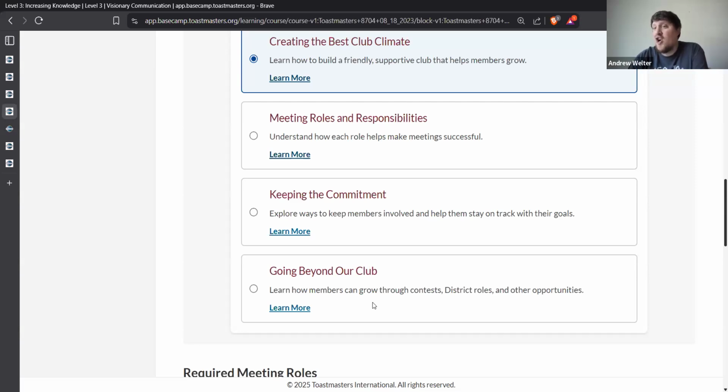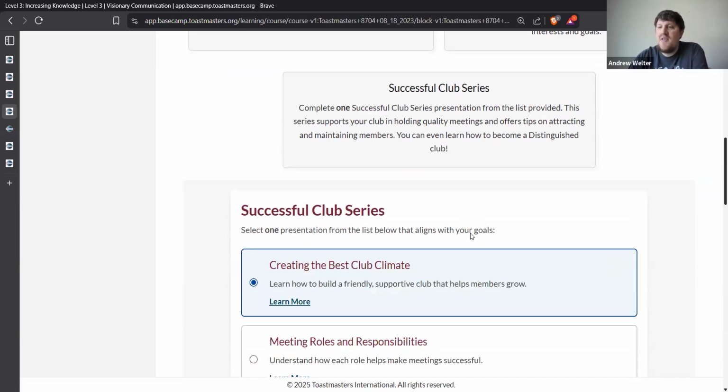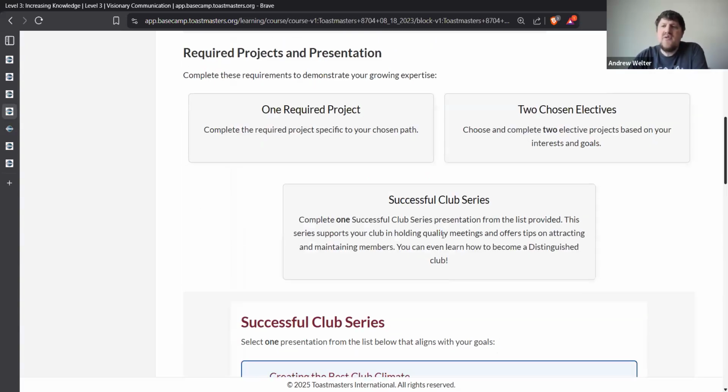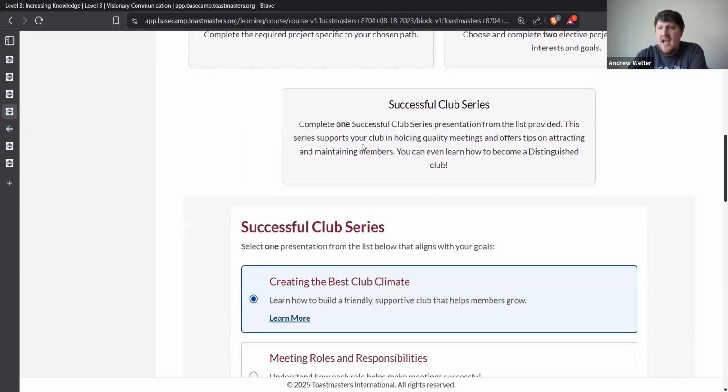And here's another piece of information too. If there's two of them you want to do, you can use one for your successful club series and then take another one and easily plug it into one of these electives and get credit for it there. So if there's more than one you want to do, plug it in elsewhere and still get credit for it. You don't have to wait till the next time you come around to it in your next path.